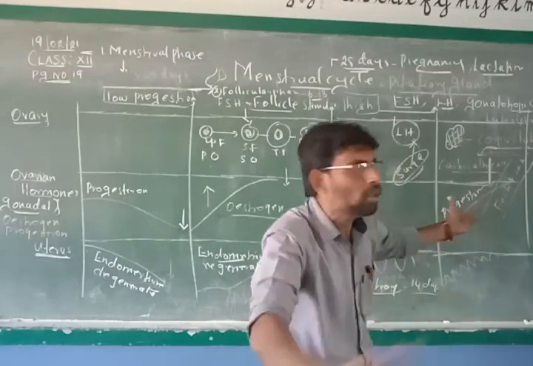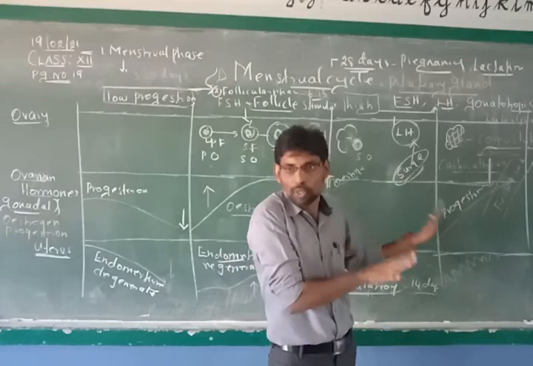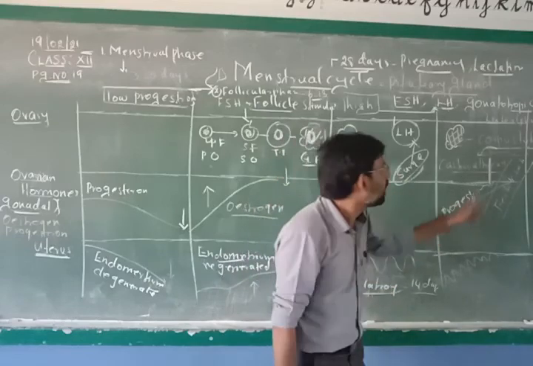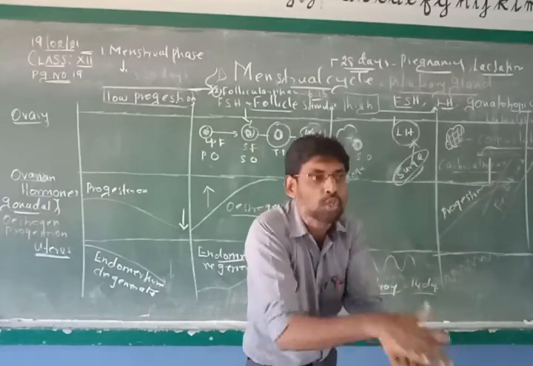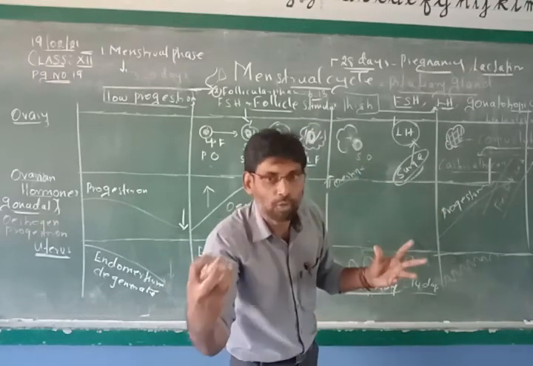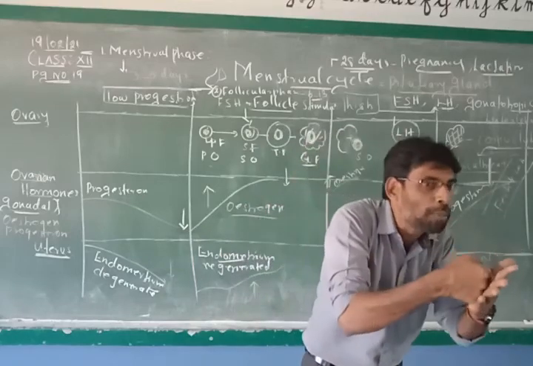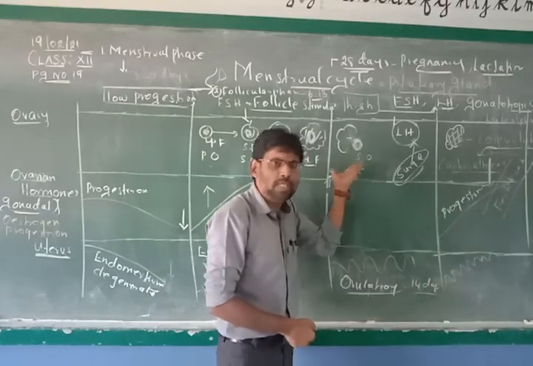So we need not have one more ovum, one more egg. So that is why corpus luteum. Indirectly, corpus luteum suppresses ovulation. Understand? Ovulation is coming out of the ovum. Now, what is corpus luteum doing? It is not allowing the ovum to come out. Why? Already one ovum is there.